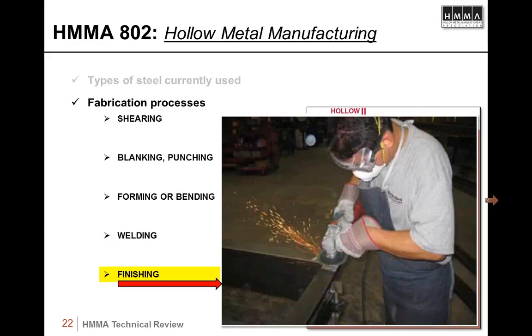Then getting into the finishing process. Illustrated here is grinding the steel, and that could be either grinding or buffing of welds. The grinding process could include polishing of stainless steel. The other finishing process would be either primer or finish paint of the product, electrostatically or hand sprayed. Those processes are covered in 802, and it's a good guideline for just general information.